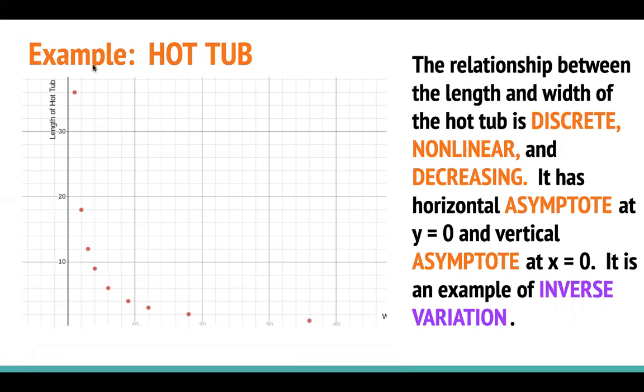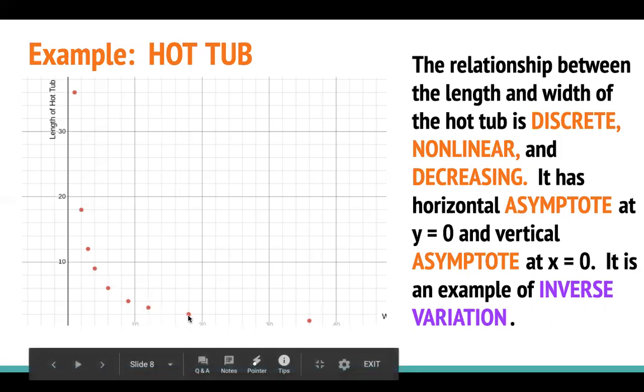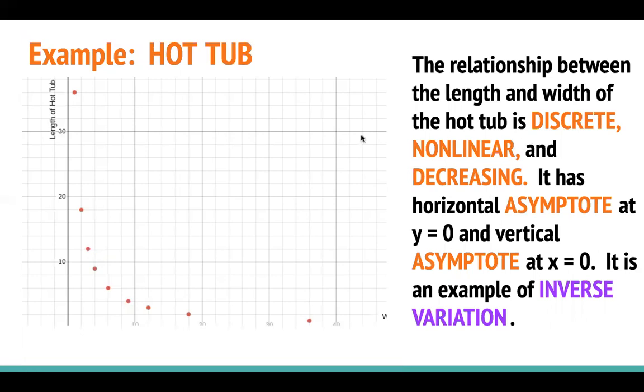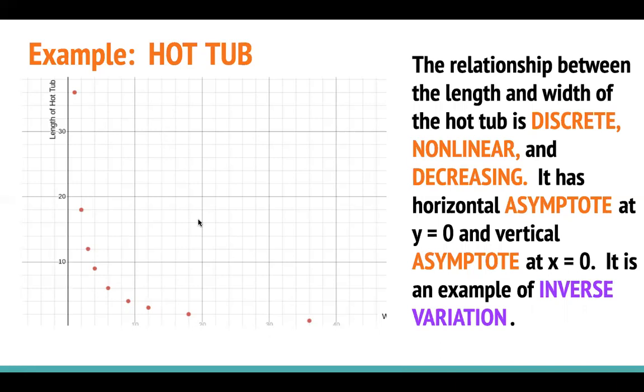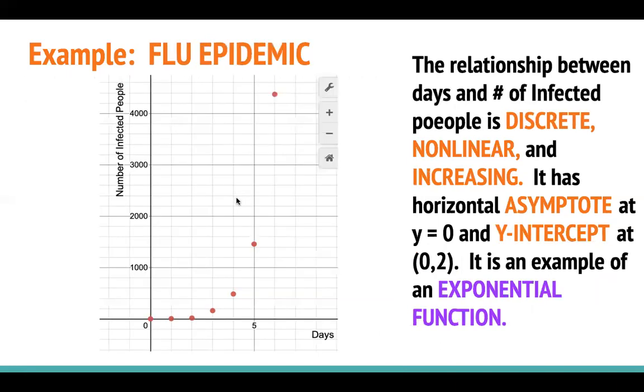So here's the hot tub example where I can see that these points, the x and y, multiply to 36. If I was going to describe this, it is discrete because they were using whole tiles. It's nonlinear because it's curvy. It's decreasing everywhere. And it has the horizontal asymptote at y equals 0 and a vertical asymptote at x equals 0, and it's inverse variation.